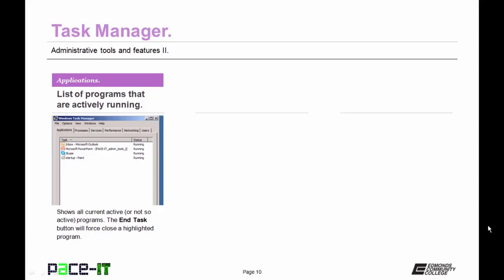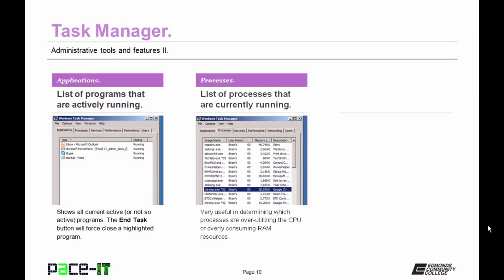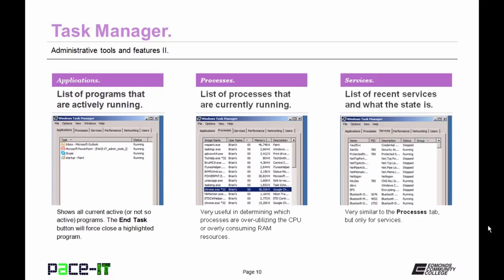The End Task button will force close a highlighted program, which is especially useful if the program is hung or not responding. The Processes tab shows what processes are currently running on a Windows PC. It's very useful in determining which processes are overutilizing the CPU or consuming too much RAM. The Services tab does the same thing for services. As such, it is very similar to the Processes tab.